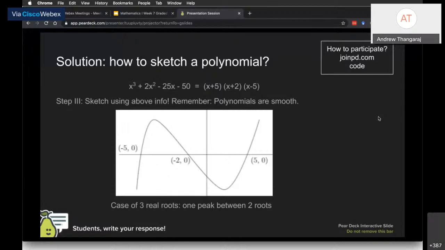It's difficult for me to search questions in this chat box because people keep typing. Why is the curve negative between -2 and so on? You have to look at the factors and find the sign of each factor. I'll share these slides with you later. There are three factors, so just look at the sign of each factor in that range of x, and then you'll know the sign for the whole polynomial.